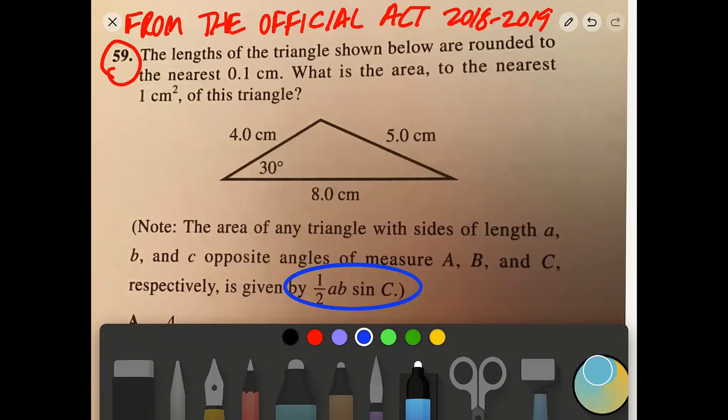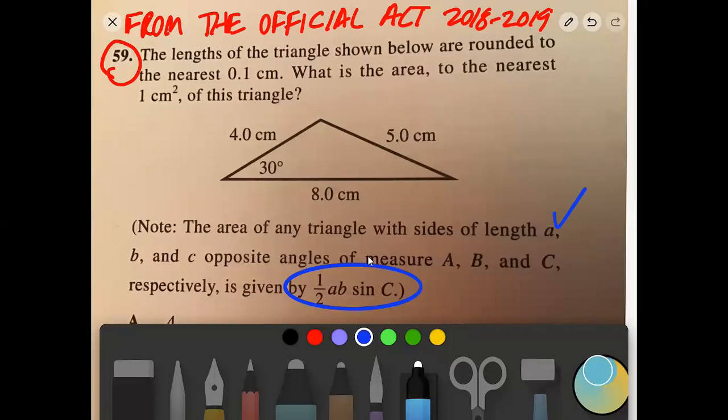So I wanted to go through this really quickly, demo the program and show you the usefulness of it. All right, let me read this. It says the lengths of the triangle shown below are rounded to the nearest 0.1 centimeter. What is the area to the nearest 1 centimeter squared of this triangle? They give you the sides, 4 centimeters, 8 centimeters, 5 centimeters, and they tell you that the angle between 4 and 8 is 30 degrees. They expect you to be able to take this information and solve it.